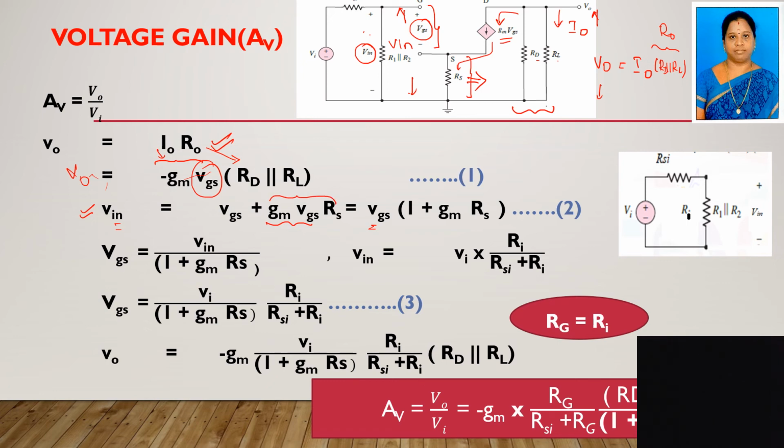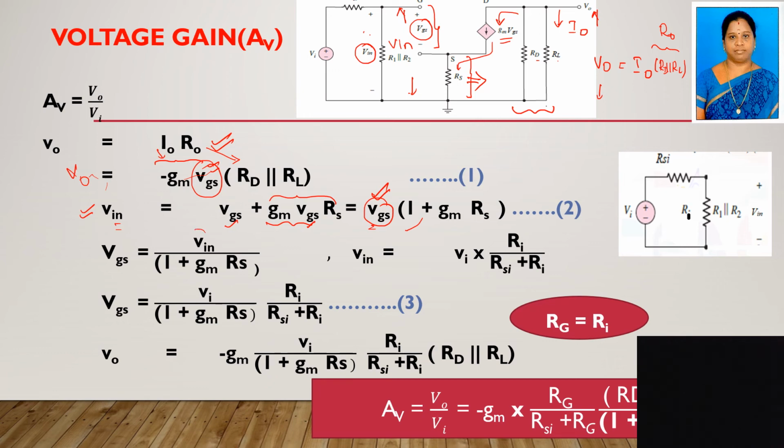So Vin equal to VGS plus voltage across RS. In that we have VGS common, so I am taking VGS common outside. I will get 1 plus Gm into RS. Then I have to find out VGS, because I have to remove VGS from my V naught equation. So VGS equal to, in terms of Vin, this alone going to the left hand side. I am getting this equation.